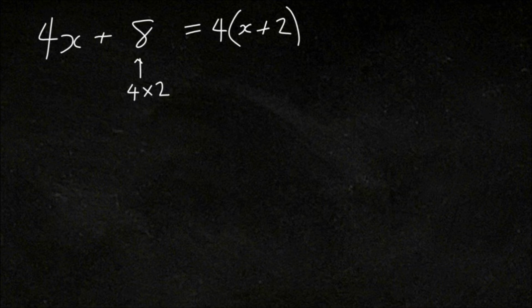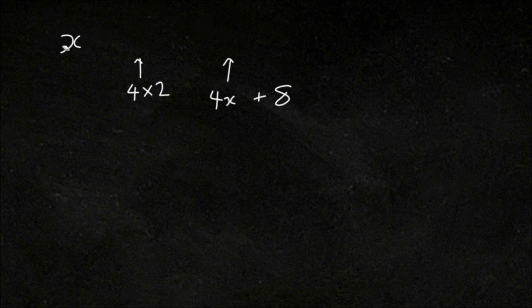It's always good to check if it works, so we should be able to go backwards and expand the brackets. So the first one will give us 4x, and this will be plus, this is 4 times 2, which is 8. So we know that works. We'll look at a slightly harder example.